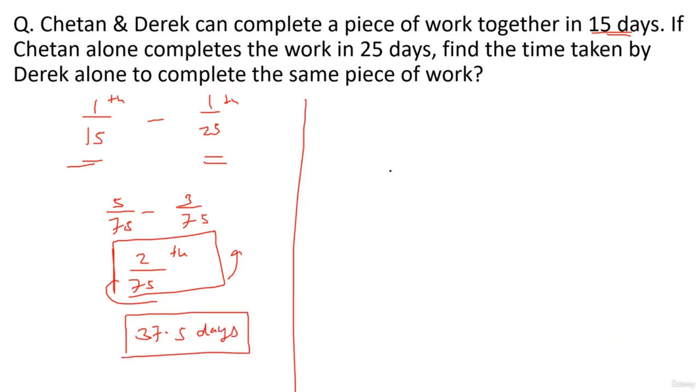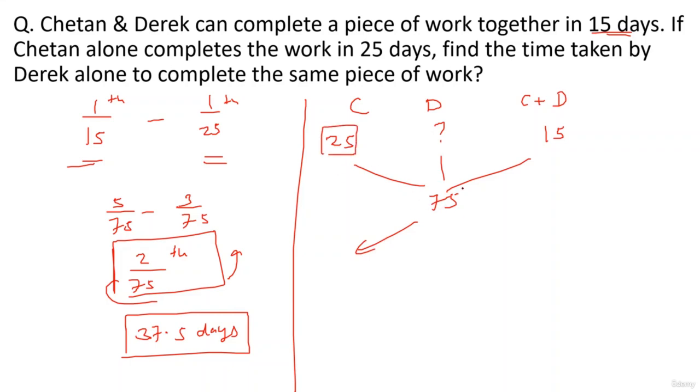The same thing you can try with the LCM approach also. Chetan, Derek and Chetan and Derek together. Okay, Chetan and Derek together complete 15 days में work. Chetan alone does the work in 25 days. Derek कितना time में करेगा वो find करना है, right? Okay, we take the LCM 75. Okay, C does 25 days में 75 units of work. So C का efficiency कितना हुआ? 75 upon 25, 3 units.